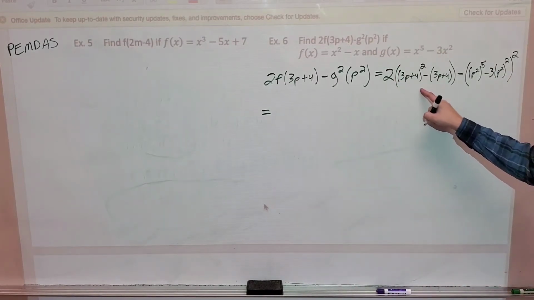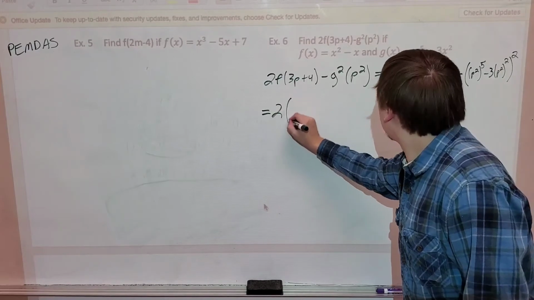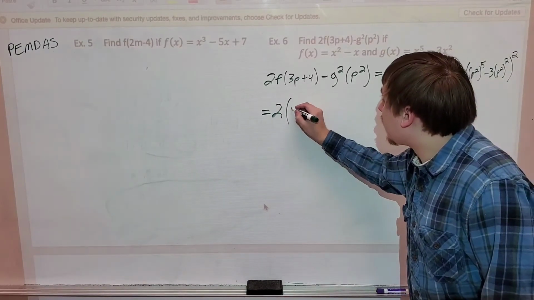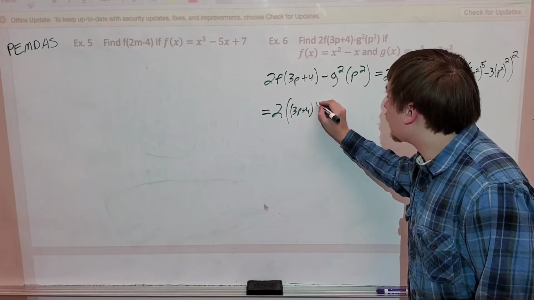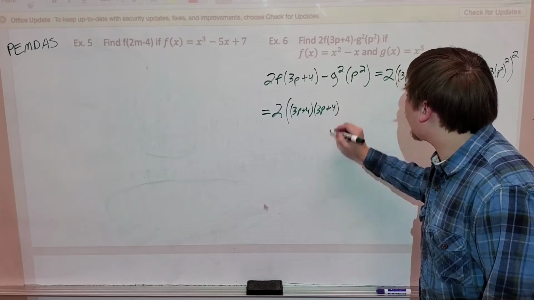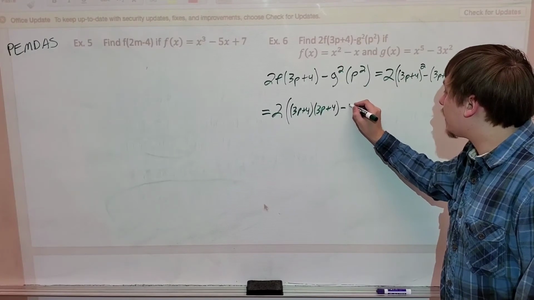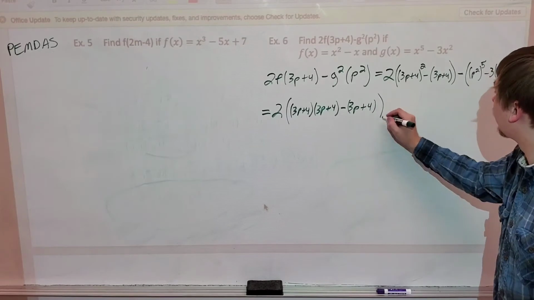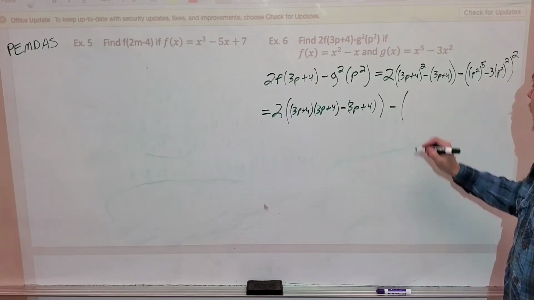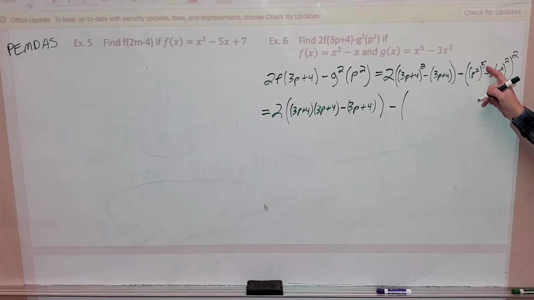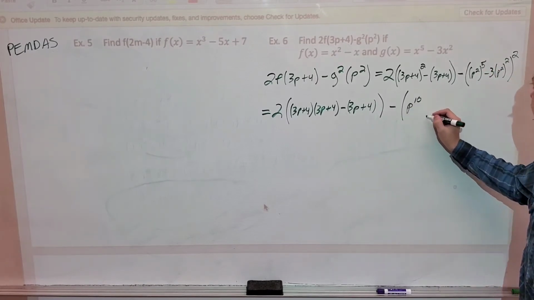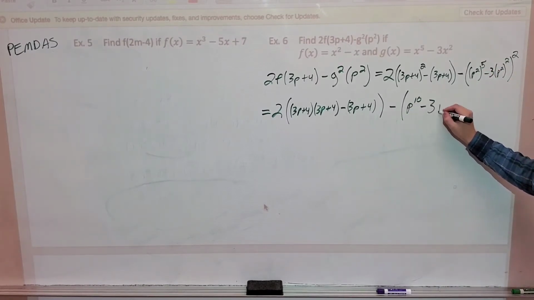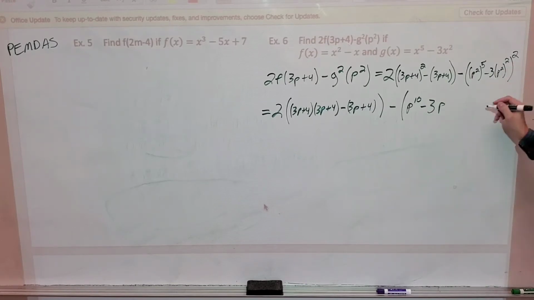So in here we need to go parentheses first, PEMDAS. So we have 2, and then we need to do 3p plus 4. Squared means to multiply by itself. 3p plus 4. And once we're done with that, subtract a 3p plus 4, minus. And now we deal with the inside of g. P squared to the 5th is a p to the 10th minus 3p, p squared squared. Multiply those. 2 times 2 is 4 for the exponent. And then we have to square all of that.